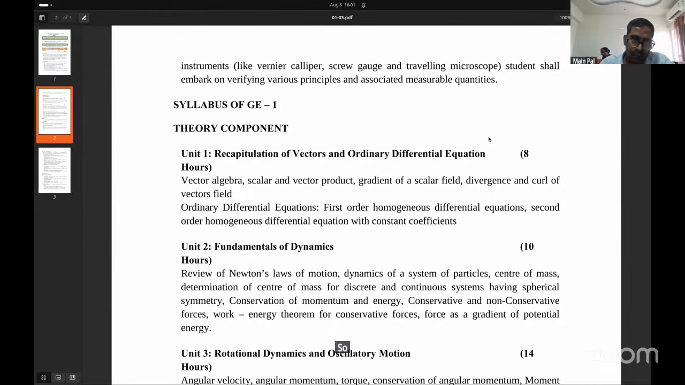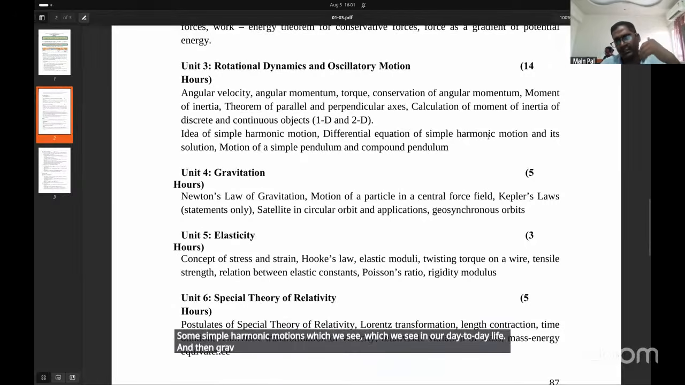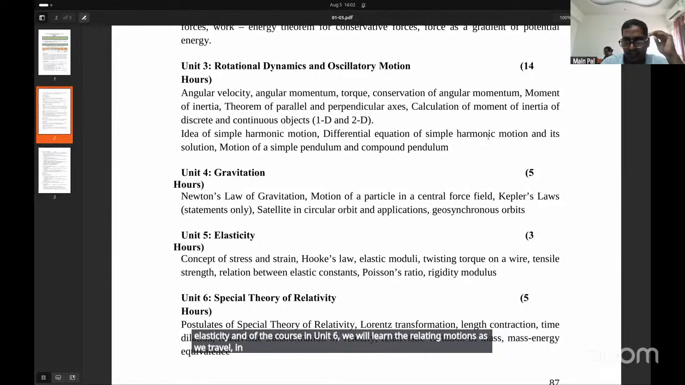So in the third unit, we will learn about the rotational system, like the pendulum moves back and forth about a midpoint, and some simple harmonic motions which we see in our day-to-day life. And then gravitation and elasticity, and at the end of the course in unit 6, we will learn relative motions.